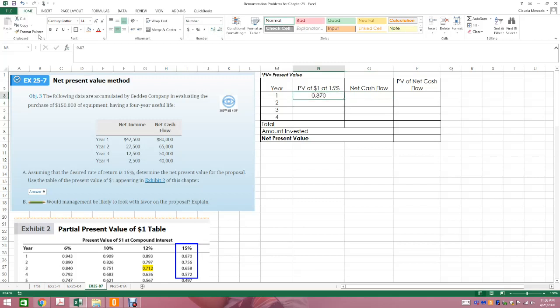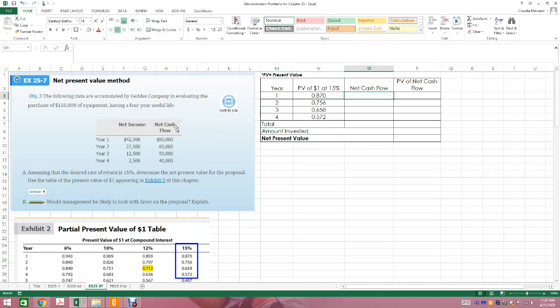Okay. Let me just format these. Okay. And then it will be 0.756, 0.658, and 0.572. So this is my present value table, and we're looking at a desired rate of return of 15% for the first 4 years because this has a useful life of 4 years.